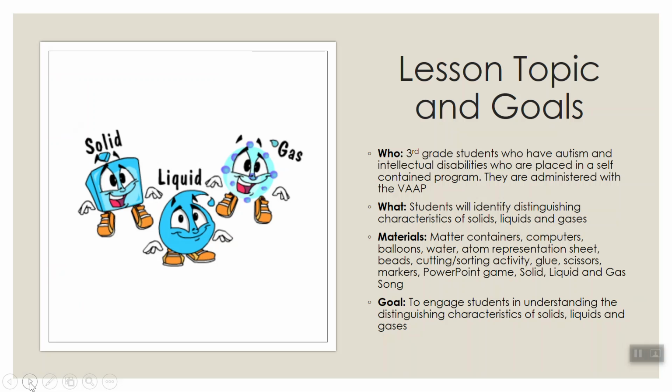So what kind of materials am I going to need? I'm going to need a lot because this is a very hands-on lesson. So I will need matter containers, computers, balloons, water, atom representation sheet, beads, a cutting sorting activity, glue, scissors, markers, a PowerPoint game, and a solid, liquid, and gas song. I will go into greater detail in the next slides about what these items are. So my end goal is to engage students in understanding the distinguishing characteristics of solids, liquids, and gases.